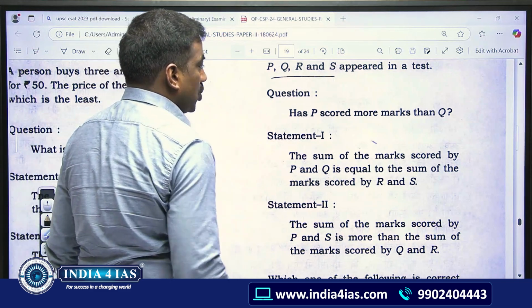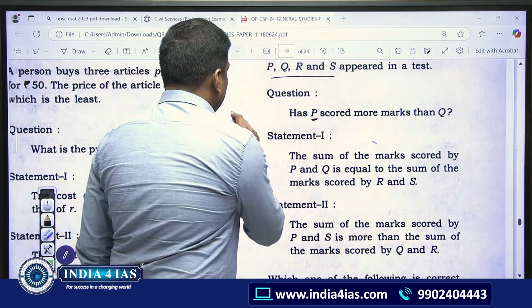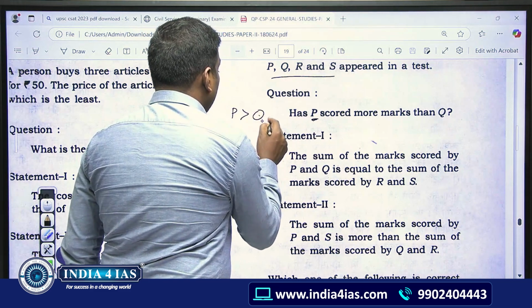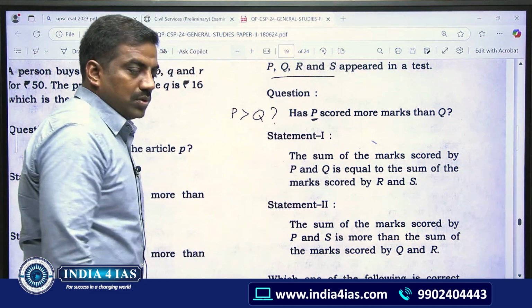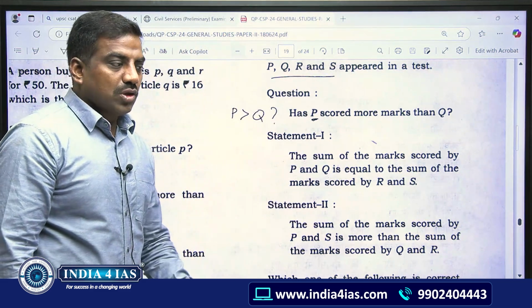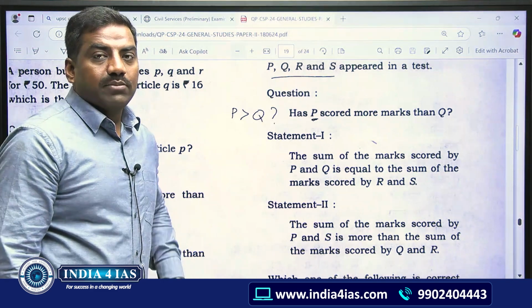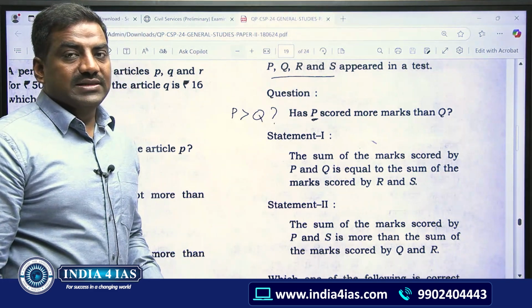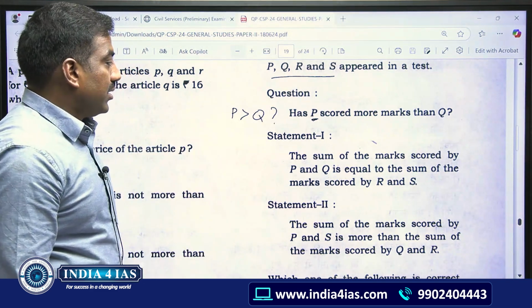Has P scored more than Q? The question is: is P more than Q? Our answer should be yes or no, and all the times. Yes all the times or no all the times, not sometimes yes and sometimes no. Is P greater than Q?